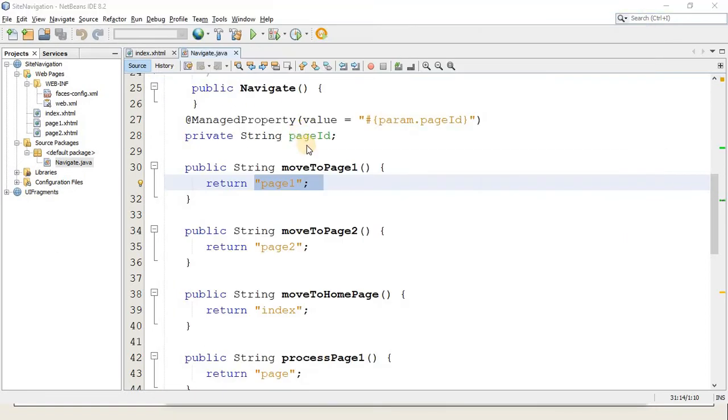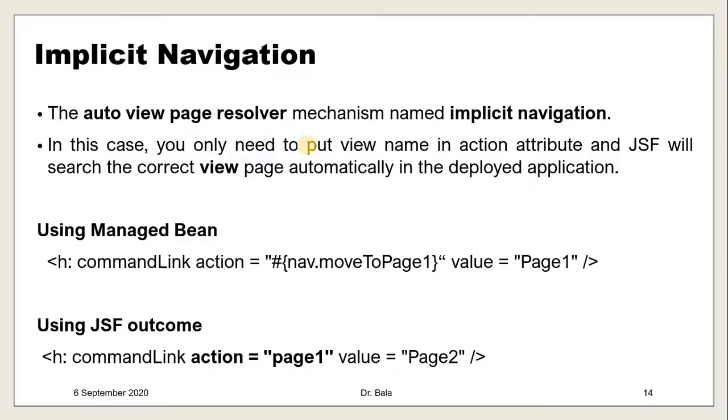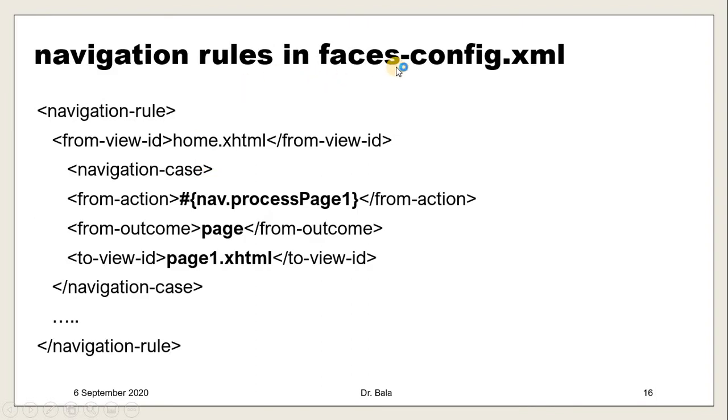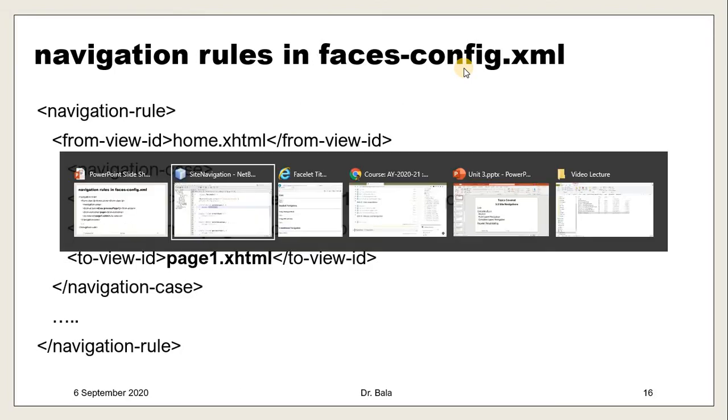So this is all about implicit navigation. We have rule based navigation. Rule based navigation, in a sense, means we will declare a user managed bean method which returns your navigation, but this is declared in the faces config XML. So faces config XML we have to add in our WEB-INF folder. In a project, the WEB-INF folder is there.